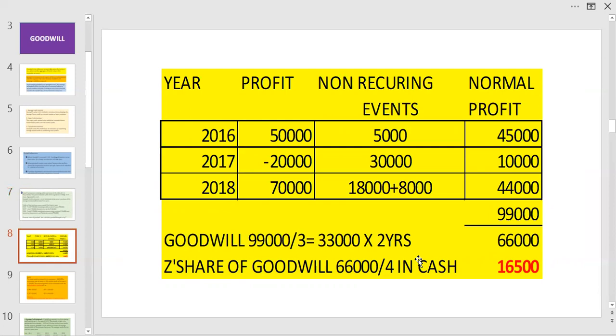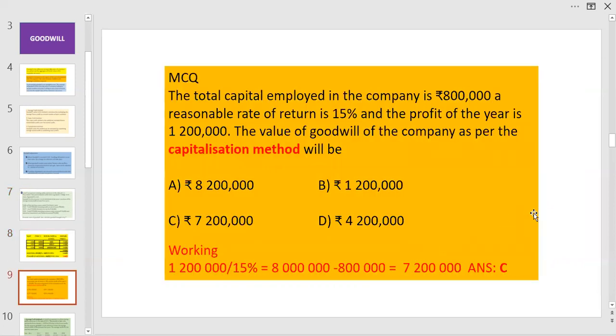Okay, the next MCQ. The total capital employed in the company is 800,000. A reasonable rate of return is 15% and the profit of the year is 1.2 million. The value of the goodwill of the company as per the capitalization method will be, 4 options are given, working is given below. 15% of 1.2 million is 8 million. The present value of the asset is 800. When you deduct that, there is 7,200 excess asset capitalized, which is the answer, C.